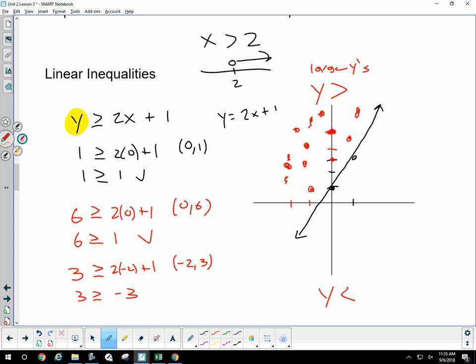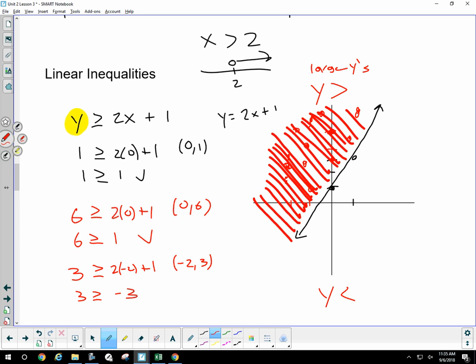So what would be a better thing to do instead of using a bunch of dots? Why don't we just shade? We use a line to represent an infinite amount of XY solutions for just an equality. Why don't we shade to show that, hey, not only does the line work in this situation, but all of these points will satisfy the inequality. So the shading represents the infinite amount of solutions at work. Shading is all XY solutions to the inequality.